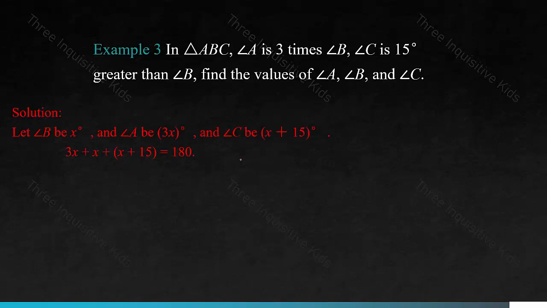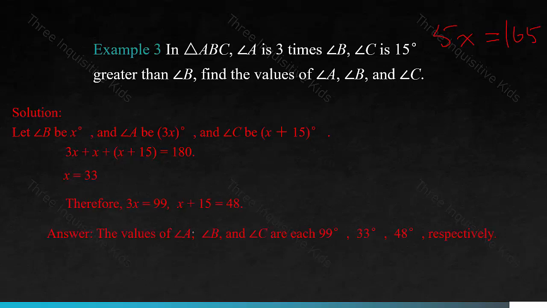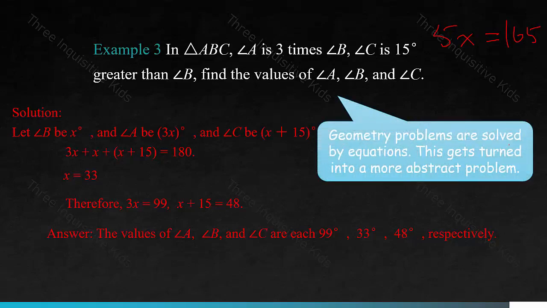You simplify further to get 5x equals, what is 180 minus 15? That would be 165. And then x would equal 33 degrees. Therefore, the values of angle A, angle B, and angle C are 99 degrees, 33 degrees, and 48 degrees respectively. Geometry problems are solved by using algebra and equations.